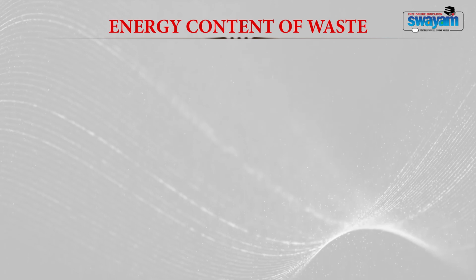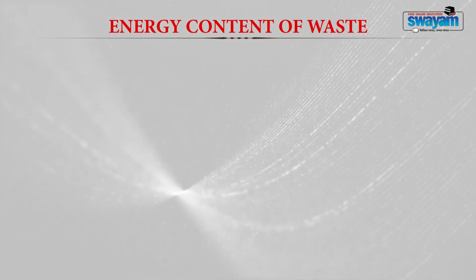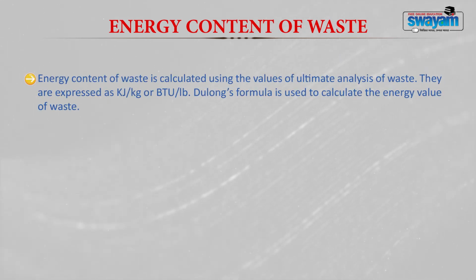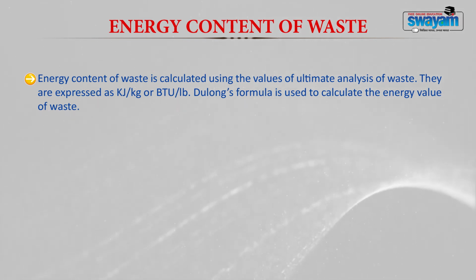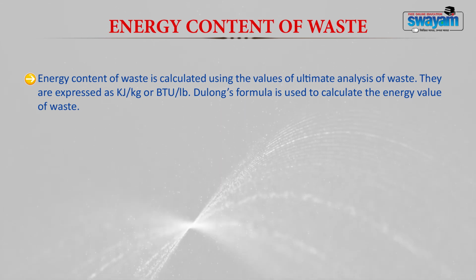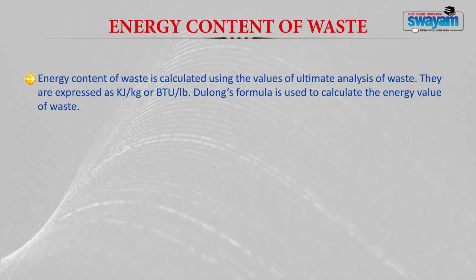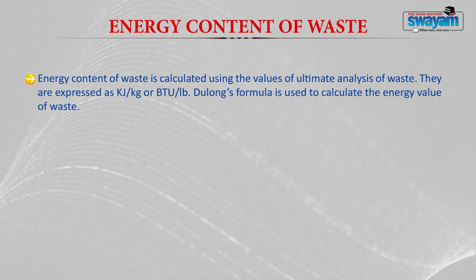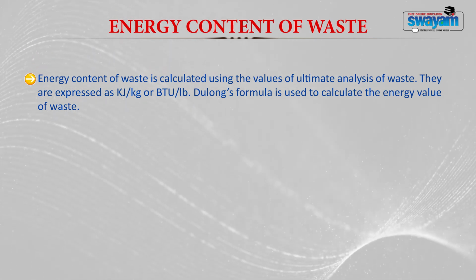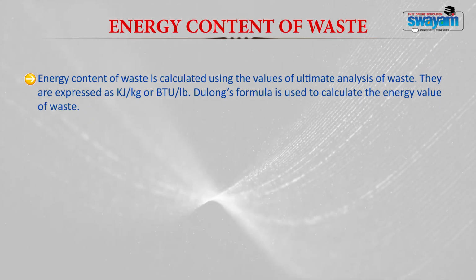Now, let us discuss the energy content of waste. How do you calculate the energy content of waste before subjecting it to an incineration process? The energy content of waste is calculated using the ultimate analysis of waste. Again, if you go back and remember, we discussed the ultimate analysis in the characterization of waste. Ultimate analysis means analysis of your carbon, hydrogen, oxygen, sulfur and so on. The energy content is generally expressed as kilojoules per kg or BTU per LB. BTU is nothing but British thermal unit.